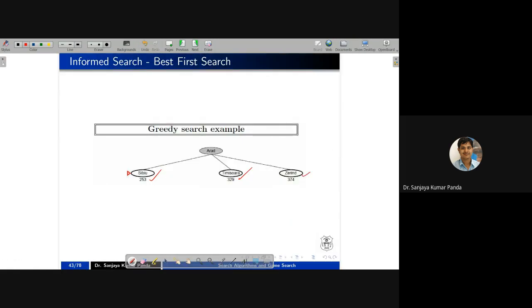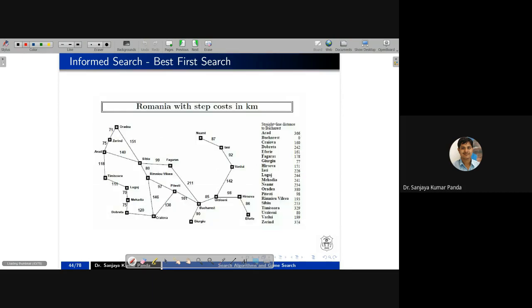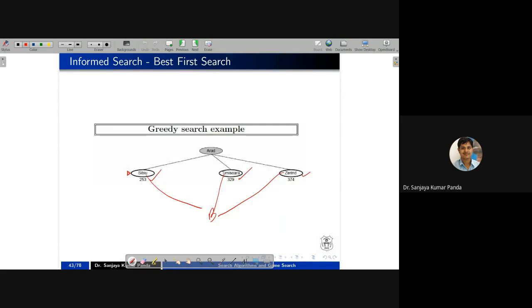One thing you can notice here in the best first search or greedy search strategy: we have not included the cost from A to S, or A to T, or A to Z. We have only considered the distance from S to B, T to B, and Z to B. That is the only difference between best first search and A star search. Now I will expand. Which one will I choose out of S, T, and Z? I will select 253.